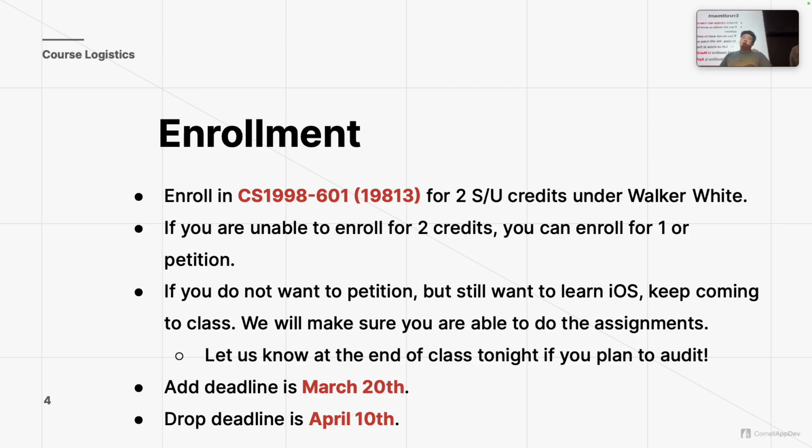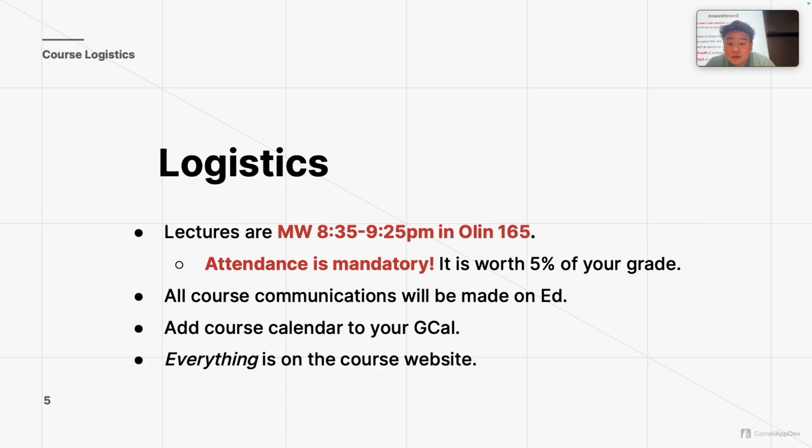If you are planning on auditing the course, let Tiffany or I know at the end of class so that you can still gain access to all of the other course resources so you could take the course as normal, even though you're not taking it for credit. And keep in mind, this is sort of a different 7-week course, so the add deadline is March 20th, so there's still time to add the course. So if you are planning on taking the course, make sure you do add the course before that deadline. And there's also the drop deadline as well, just in case you guys want to know.